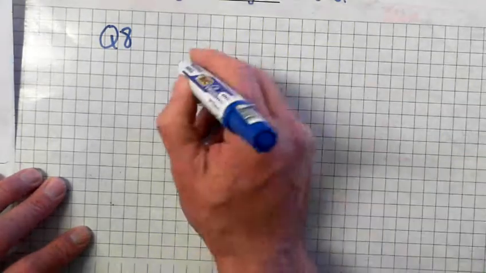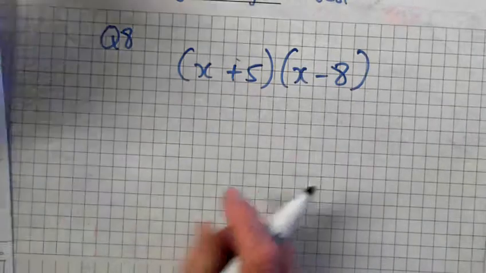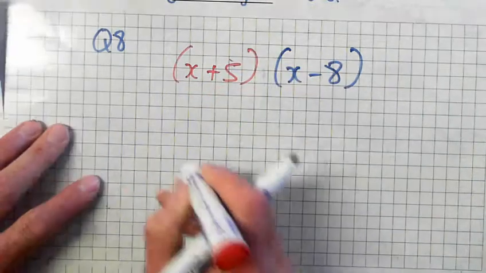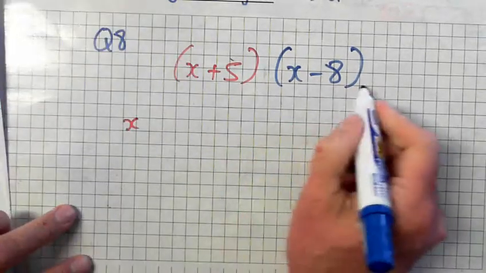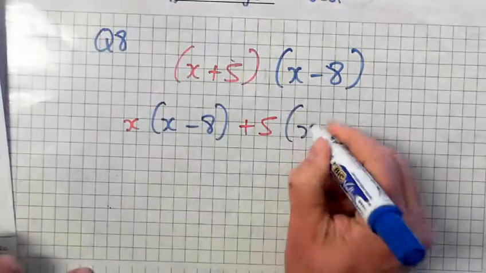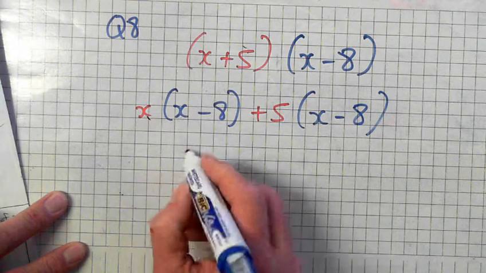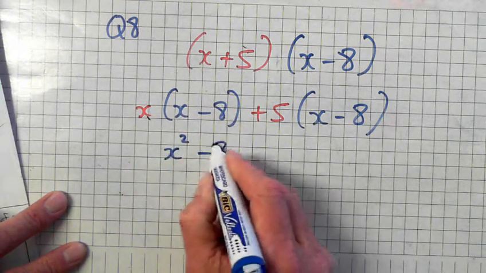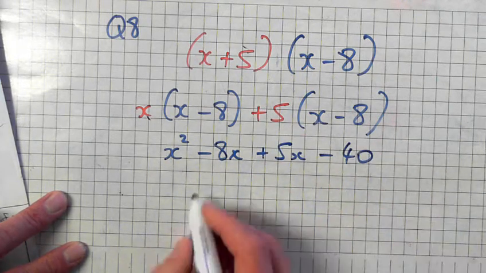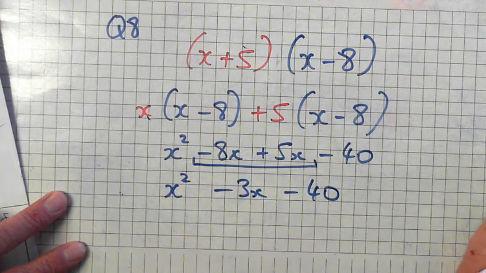Question 8. Expand and simplify. Now, people didn't know what to do with this, but we have done these. Right, write it like this. So it's this x times the second bracket, and then plus 5 times the second bracket. Expand means multiply. Alright, so x times x is x squared, x times minus 8. 5 times x, 5 times minus 8. I can add these two. That's all you had to do.